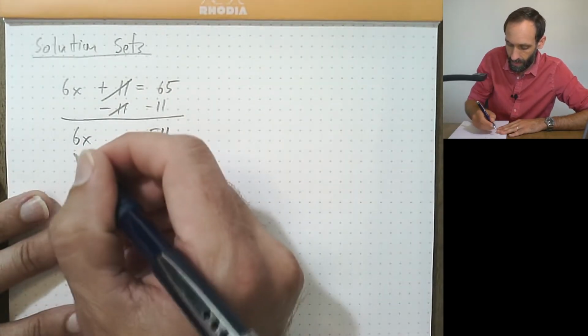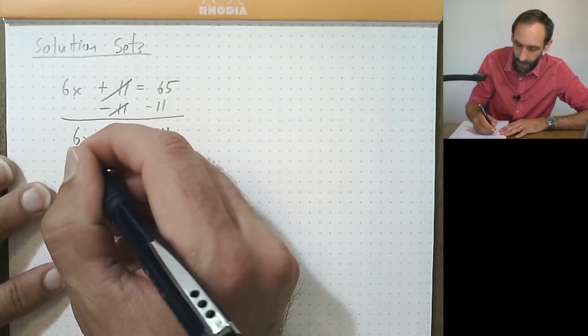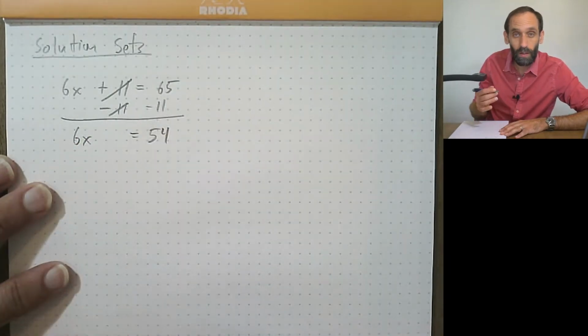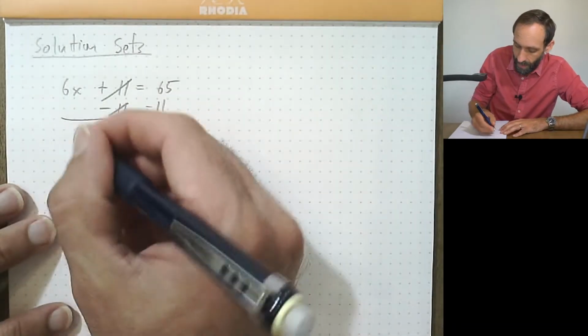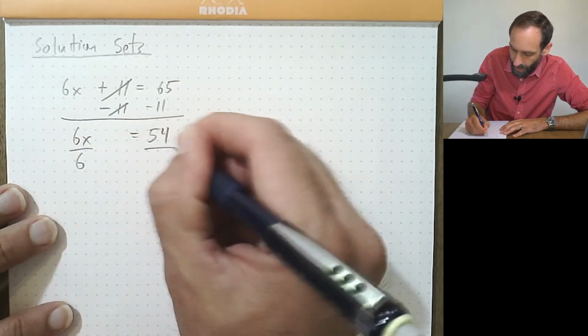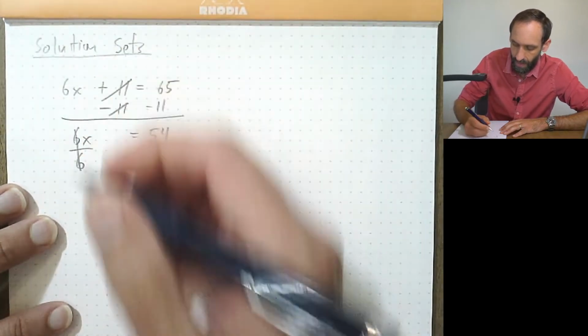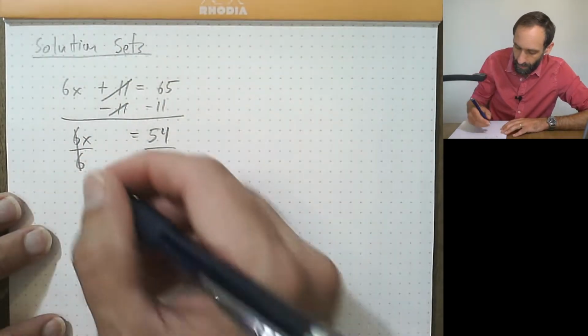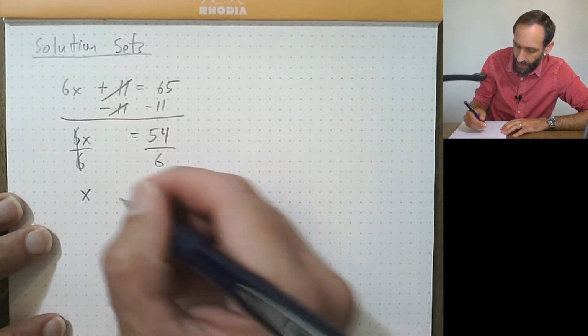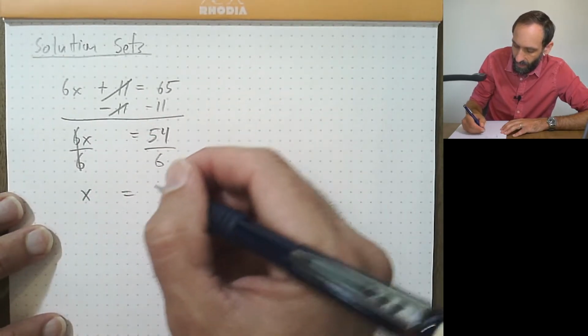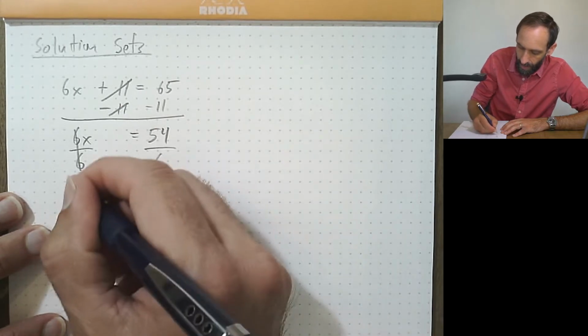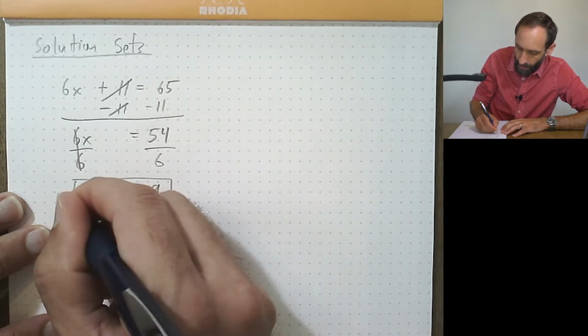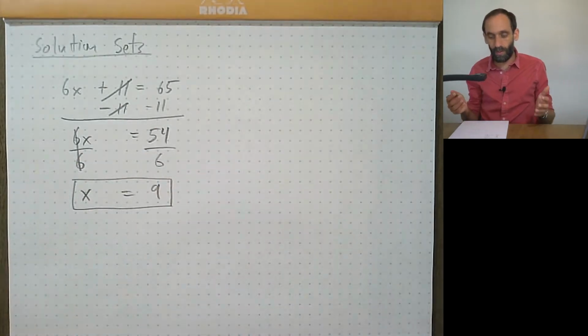Okay, now what to do next? Well, x is not yet by itself. We have 6 times x. Well, the opposite of multiplying by 6 would be dividing by 6. So let's divide both sides by 6. 6 divided by 6 is 1. And therefore, those 6's are going to cancel out. And 54 divided by 6 is 9. So there we go. We have our solution to the equation.